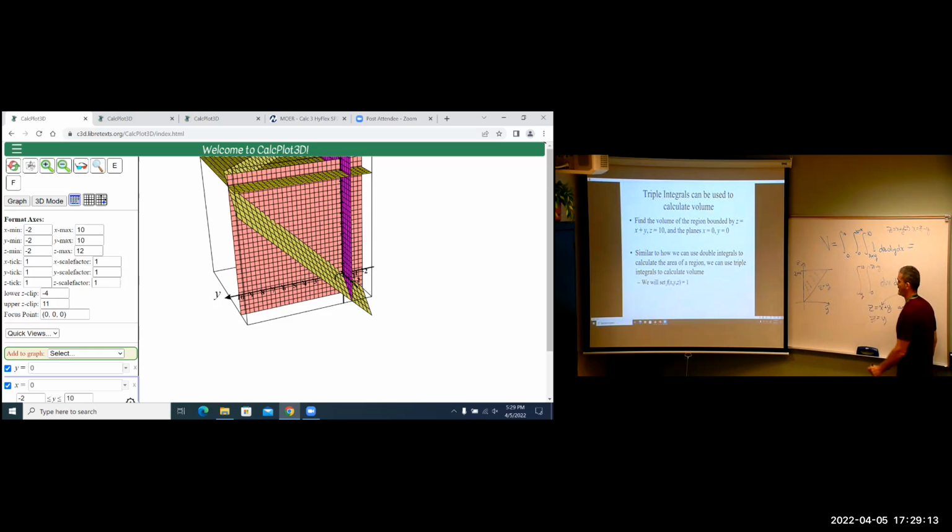And now we can see that y is going to come from out here, and it needs to get to this point right here, which is where z equals y, so that's basically the point 10, 10. So y is going to go from 0 to 10.